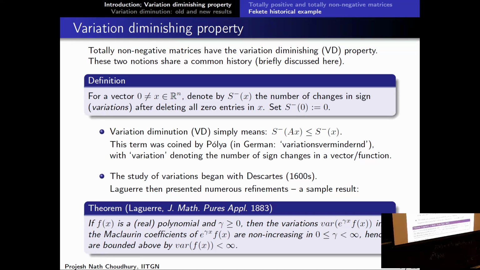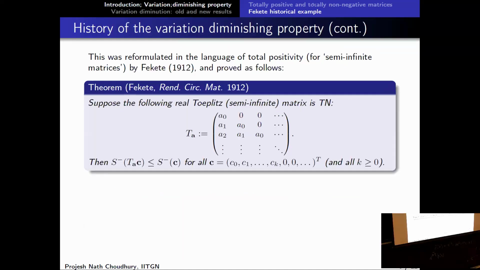So Laguerre did not prove this result completely. Fekete, in correspondence with Polya in 1912, reformulated this problem in terms of total positivity, and they proved the following. If we take this semi-infinite Toeplitz matrix, then for any finite vector C, s minus of T of C is less than or equal to s minus of C. Okay, it satisfies the variation diminishing property for a finite vector.